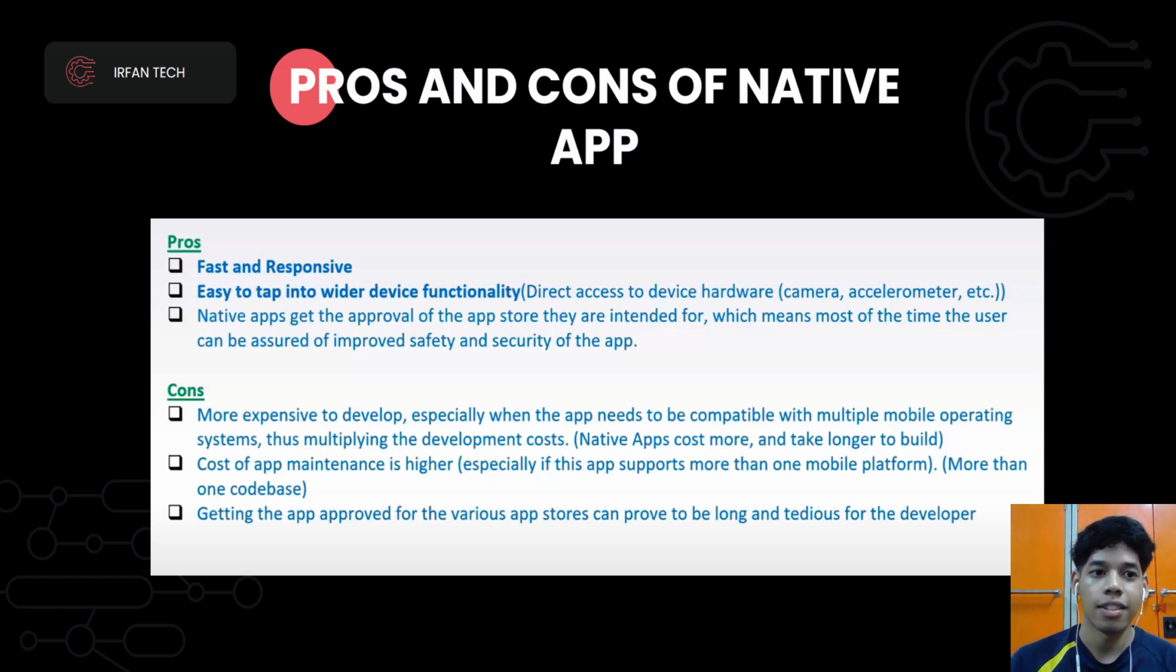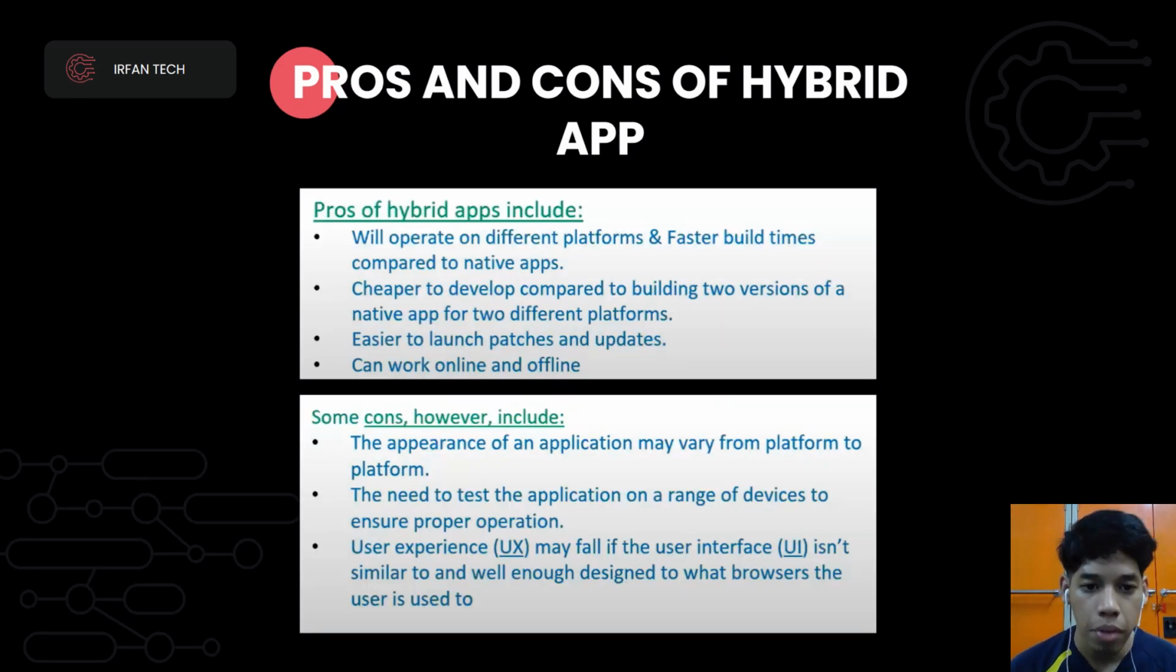Okay, that's it. Now, pros and cons of hybrid app. Pros of hybrid apps include will operate on different platforms and faster build times compared to native apps, cheaper to develop compared to building two versions of a native app for two different platforms, easier to launch updates, can work online and even offline. Baik, some cons, however, include the appearance of an application may vary from platform to platform. The need to test the application on a range of devices to ensure proper operation. User experience, the short form for user experience is UX, may fall if the user interface UI isn't similar to and well enough designed to what browsers the user is used to.